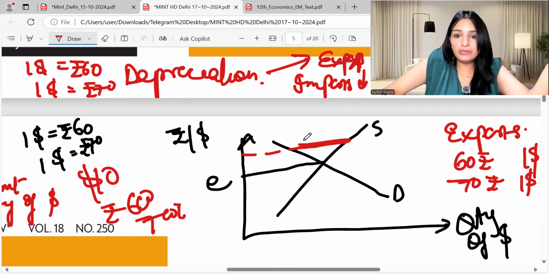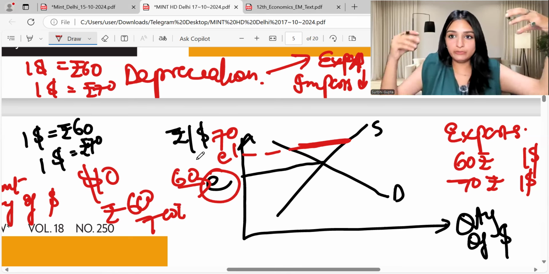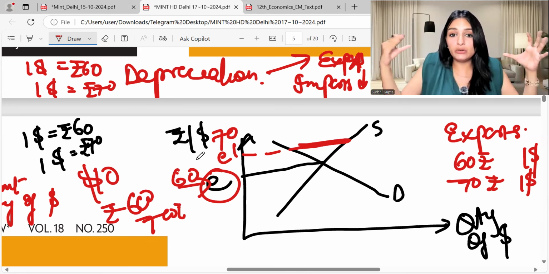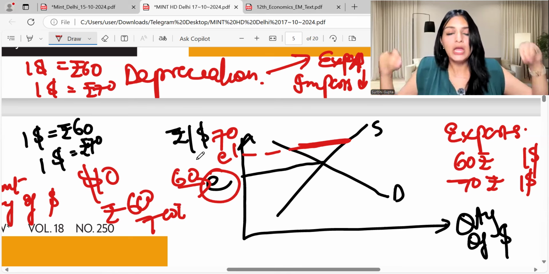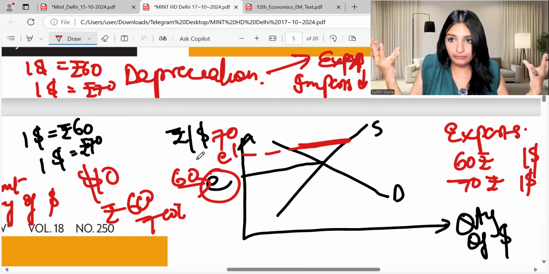So what happens? Government fixes the exchange rate at E1, whereas market forces say that exchange rate should be 60, but government fixes exchange rate at 70. Government devalues the Indian rupee because in the fixed exchange rate system, weakening of the Indian rupee is known as devaluation, because the government itself is devaluing the rupee. Whereas when you revalue, the value of rupee increases.